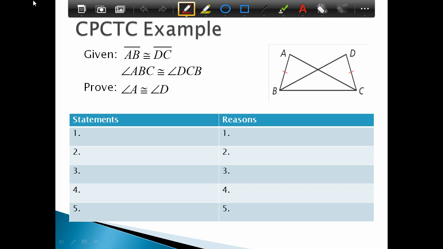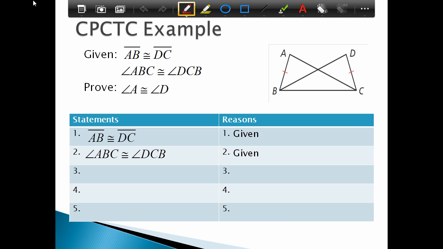Here's our one proof for the night. It's going to be a short night. We know we're going to be using CPCTC somehow. We're trying to find out that angle A and angle D are congruent. I'm given a couple pieces of information: AB is congruent to DC and angle ABC is congruent to angle DCB. So I'll start the proof with those two things. AB is congruent to DC, and that's given. Angle ABC is congruent to angle DCB, and once again that's given.